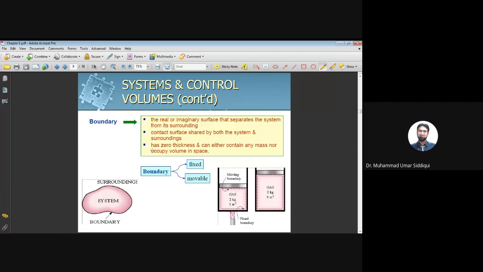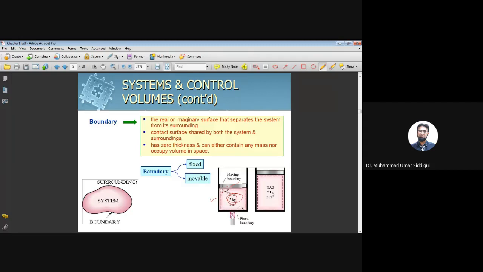For example, this is an example of a piston cylinder device. In the piston cylinder device, this is our piston, and this is our cylinder, and the gas inside is our system. This is our system for analysis. Outside the system, we have the surrounding, and we have a boundary of the system.